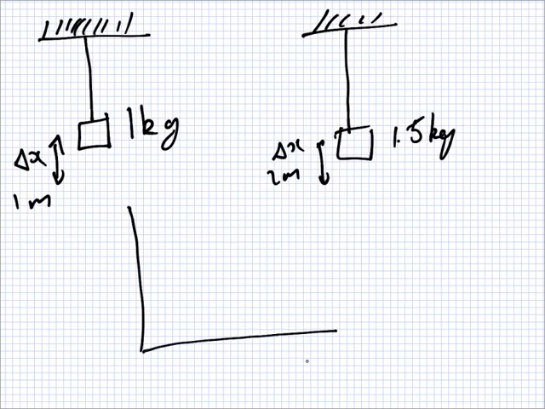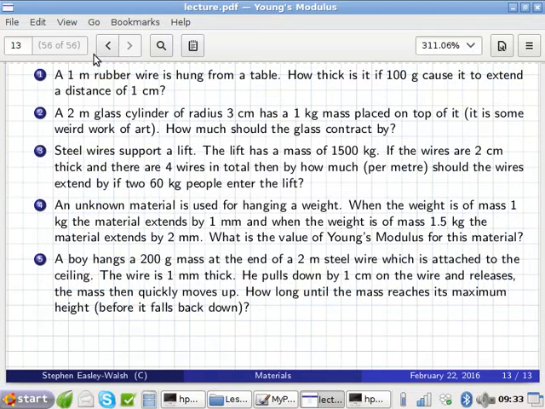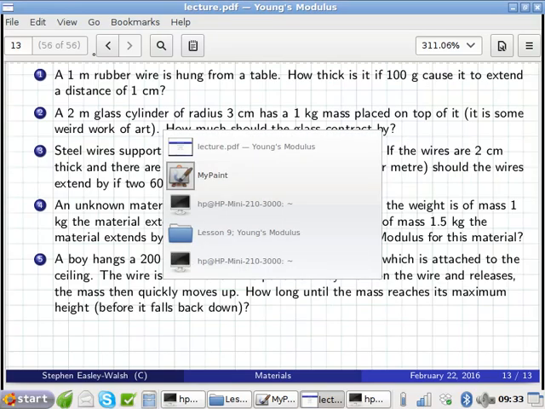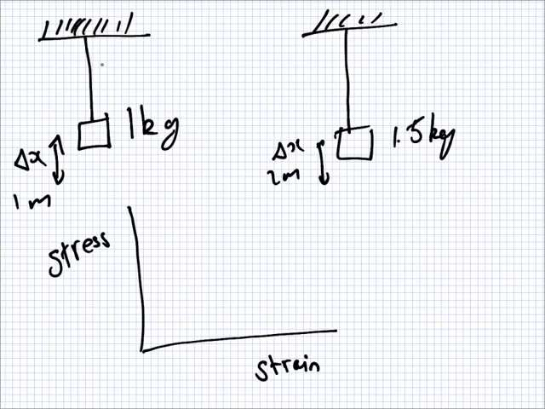So you could make a graph here if you wanted. For example, here you could put stress, and here you could put strain. Do I tell you how thick the rope is? No. Oh dang! I should have told you that. Anyways, you don't know the area here.